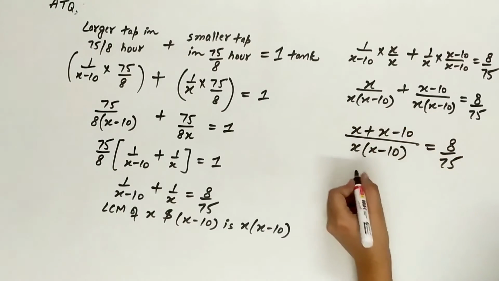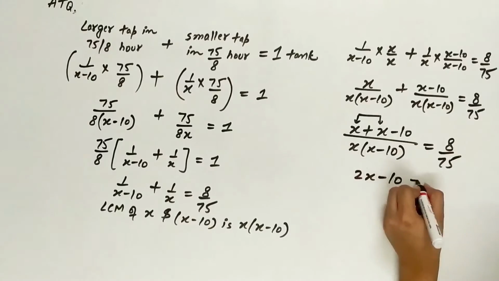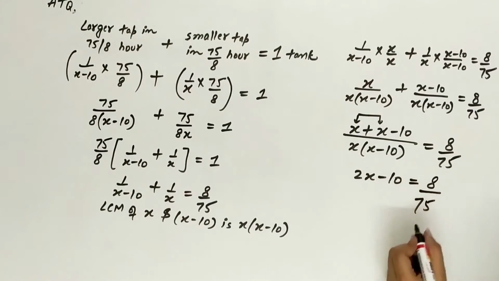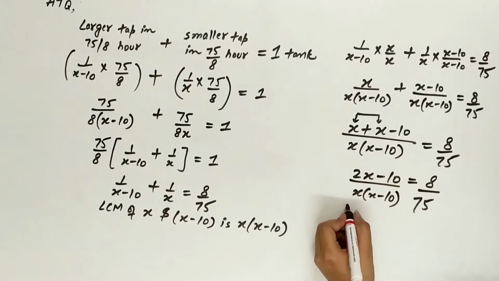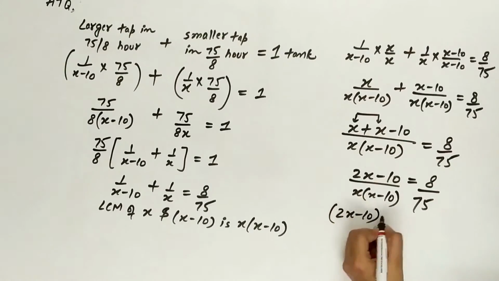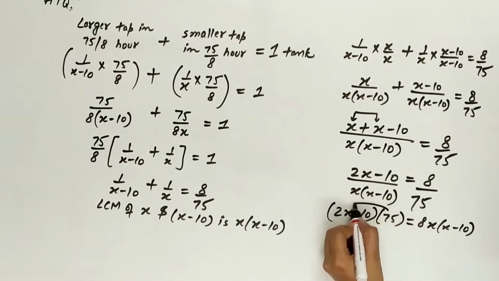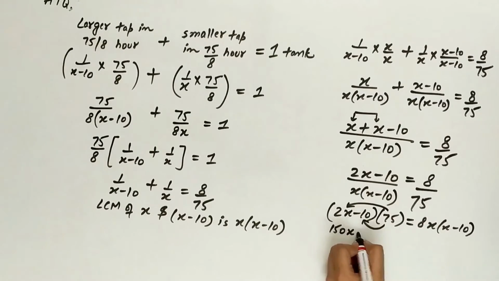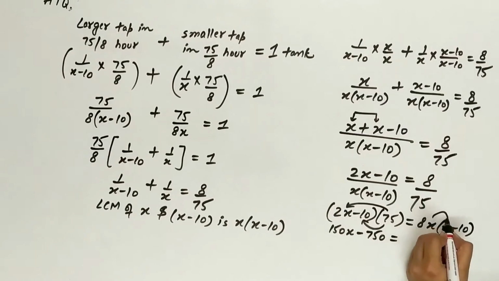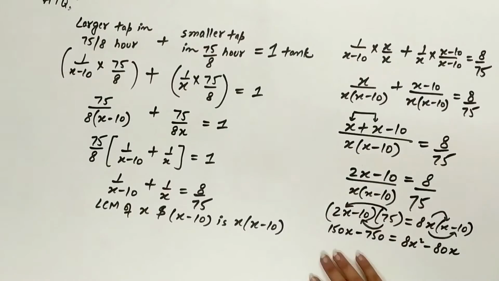Now simplify it further. x plus x is 2x minus 10, divided by x multiplied by x minus 10, is equal to 8 by 75. Now cross multiply. 75 multiplied by 2x is 150x. 75 multiplied by 10 is 750. 8x multiplied by x is 8x square. And 8x multiplied by 10 is 80x. Transpose these terms to the left side.